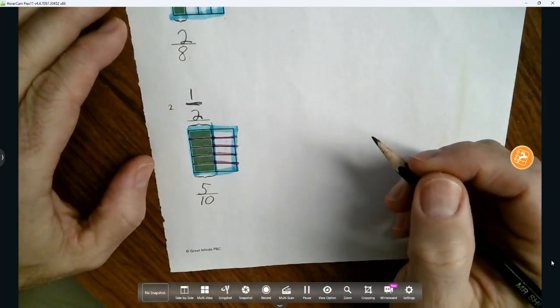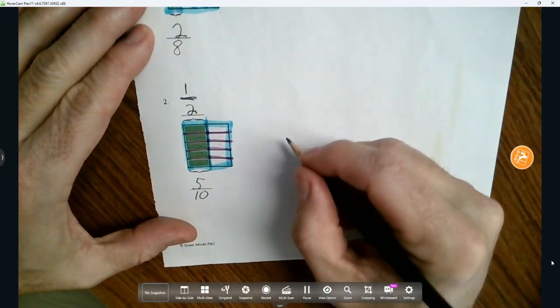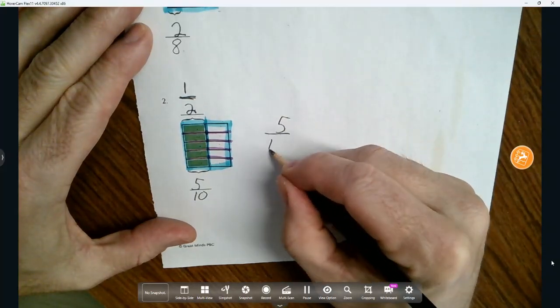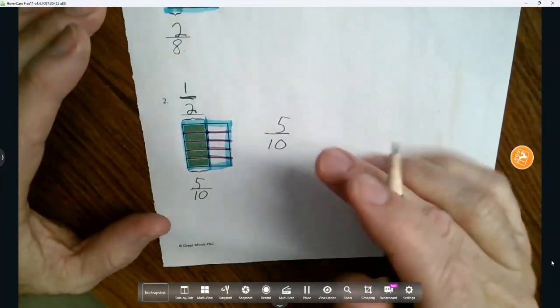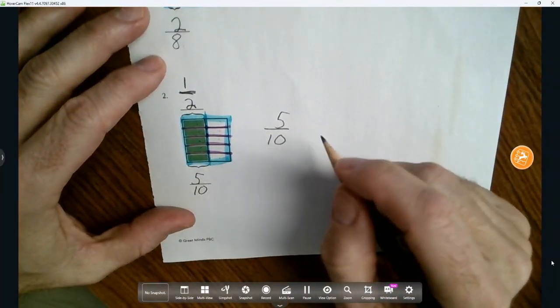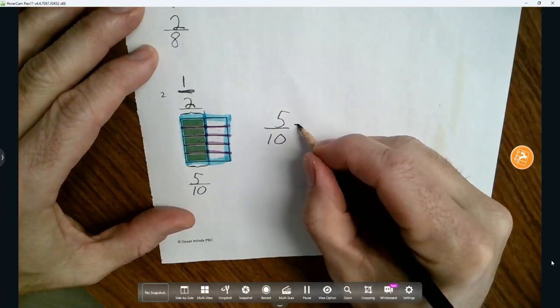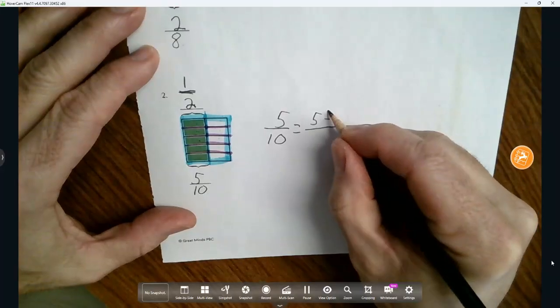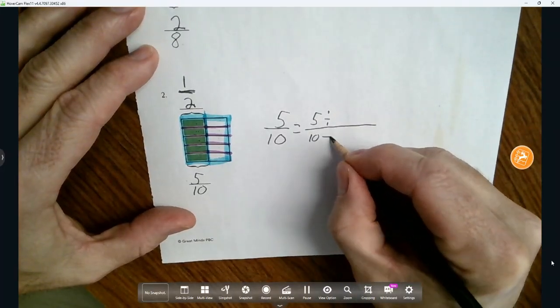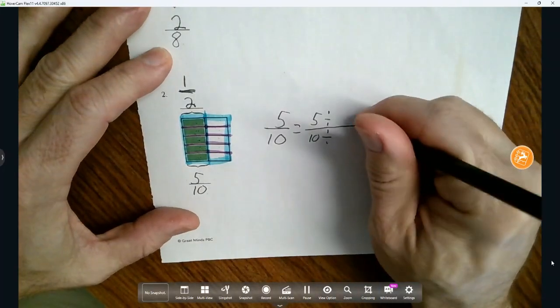5 are shaded in. So for our equation, we want to go from bigger to smaller, even though I did it the other way because I feel like it's easier to see that way before we break it apart. But we're going to do the opposite now. So we have 5/10 equals. Then we're going to put 5 in a line and divided by, and 10 and divided by. I made that line a little longer than it needs to be.